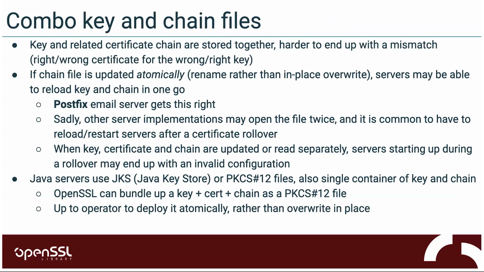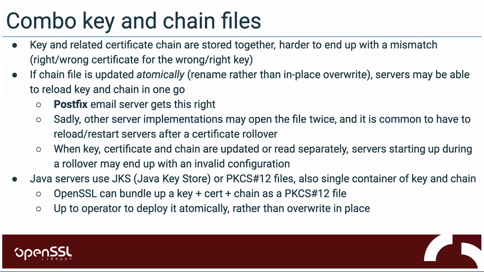In these combo files, key and certificates are stored together. So it is much harder to end up with a mismatch in which an application reads a key from one file and a certificate from another, and they don't correspond. Maybe it's an older key or an older certificate, and there's a mismatch and things go wrong. So if you keep them in the same file, they're less likely to get out of sync. Also, you can deliver the chain file atomically as one unit, again, writing it to a temporary file and moving it into place. And then servers that are carefully written might be able to read the same file for both without reopening or closing the file, avoiding race conditions.